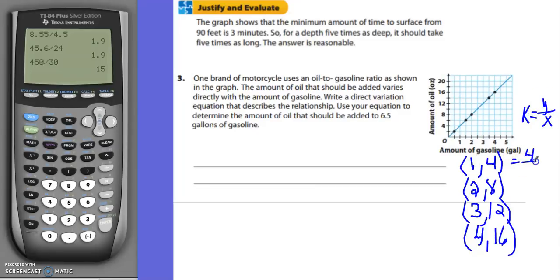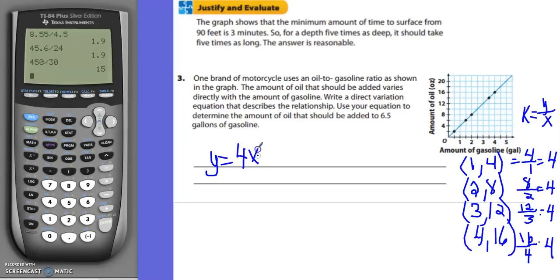So 4 divided by 1 is 4. 8 divided by 2 is 4. 12 divided by 3 is 4. 16 divided by 4 is 4. This is a proportional relationship because it is a straight line and it passes through the origin. If we're writing an equation, it would be y equals 4x.